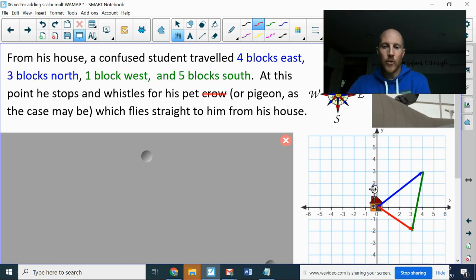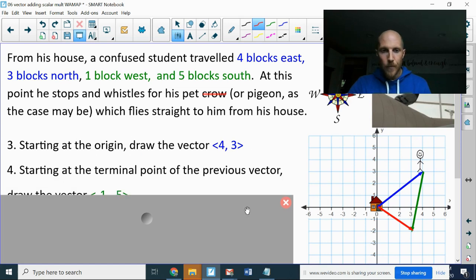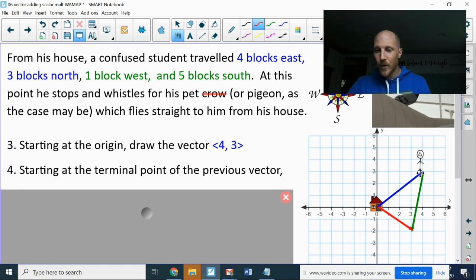So we'll just say, oh, it moves diagonally 4 blocks east, 3 blocks north. Blam. And then starting from the origin, draw the vector 4, 3. And then starting from the end of that blue vector where the student is standing right now, we're going to draw this blue one, the 1 block west and 5 blocks south. We're going to call that one diagonal motion. So the student goes 1 block to the left and 5 blocks down, but in a diagonal motion. Oops, grab the student. Blam, student ends right here. Okay, so they end up in the same place.